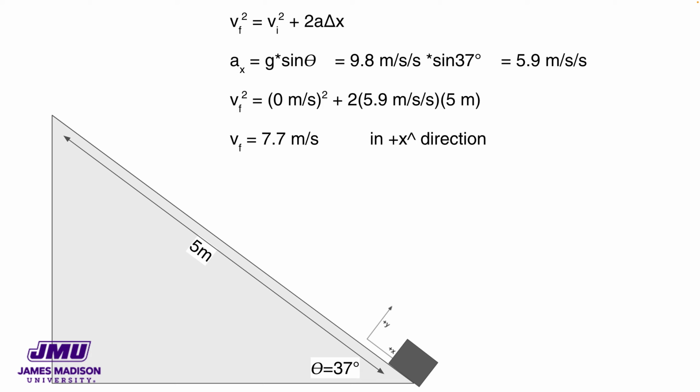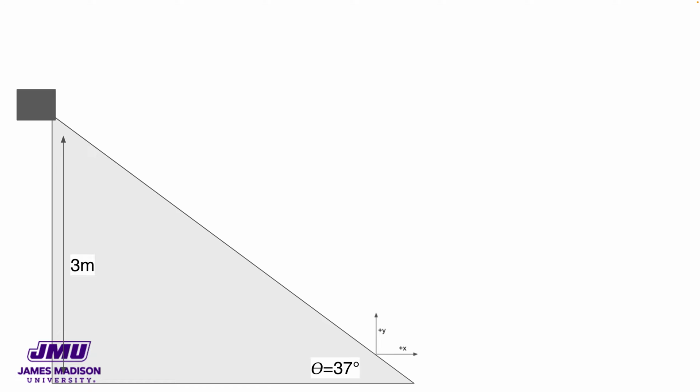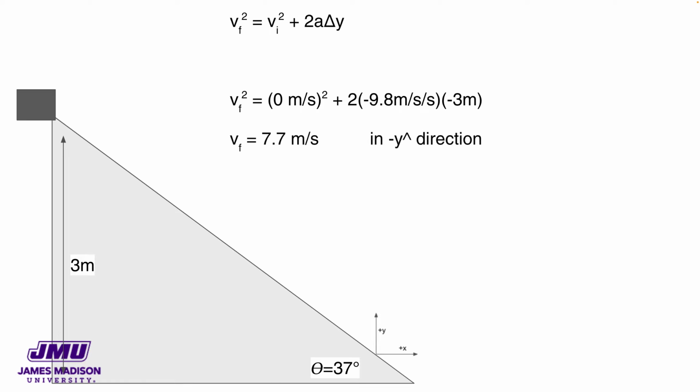What if you were asked how fast the box is going when it reaches the bottom, but instead of sliding down the 5-meter length of the ramp, it just falls off the back? I could use that same kinematics equation, and now the acceleration is 9.8 meters per second squared downward, and the displacement is 3 meters, also downward, and I determined that V final would be 7.7 meters per second at the bottom of the ramp.